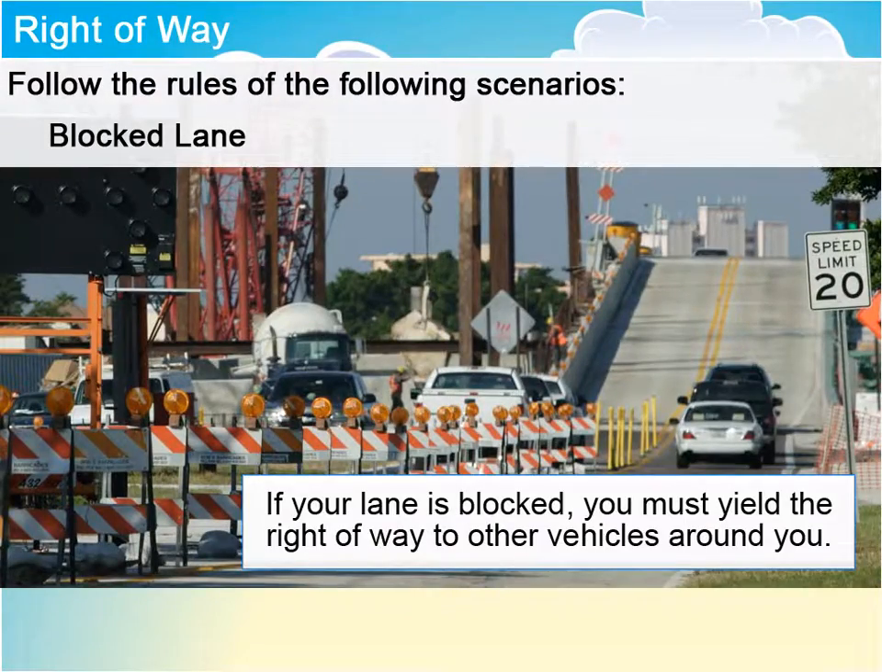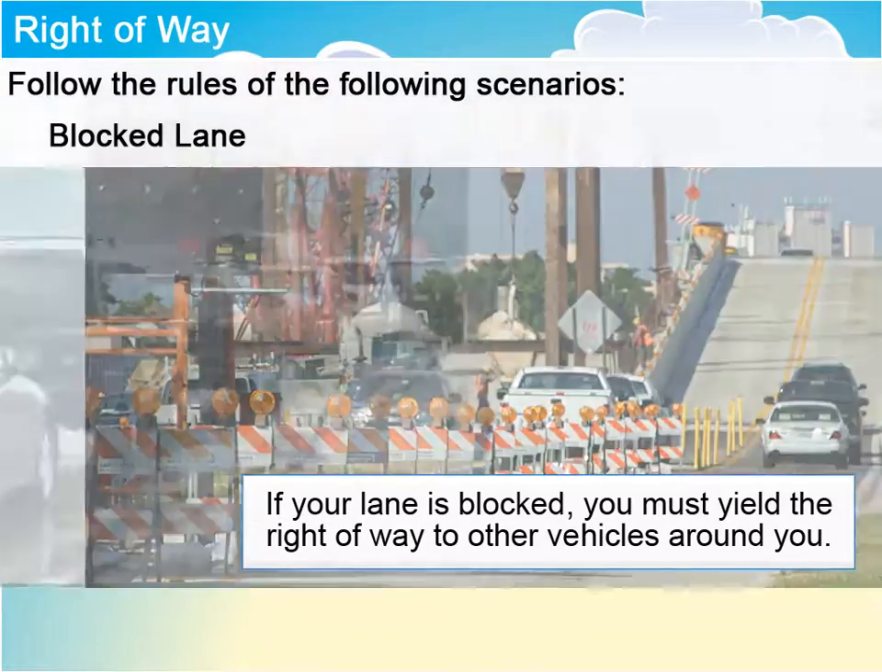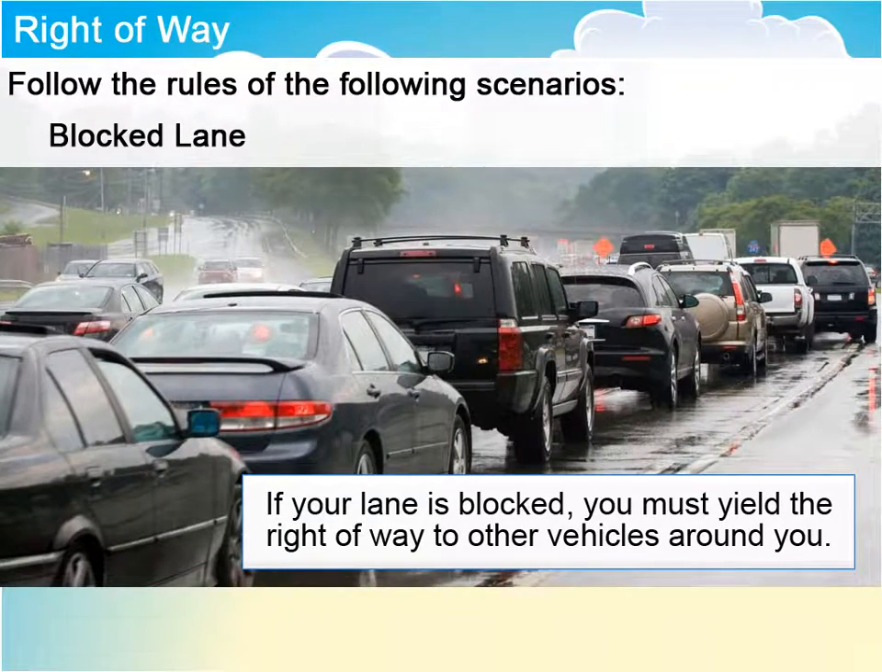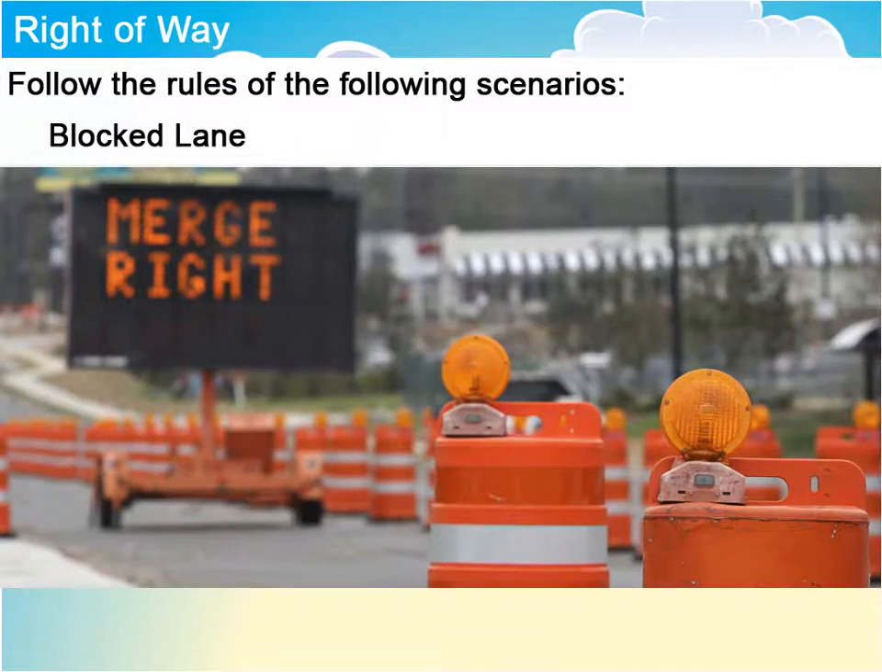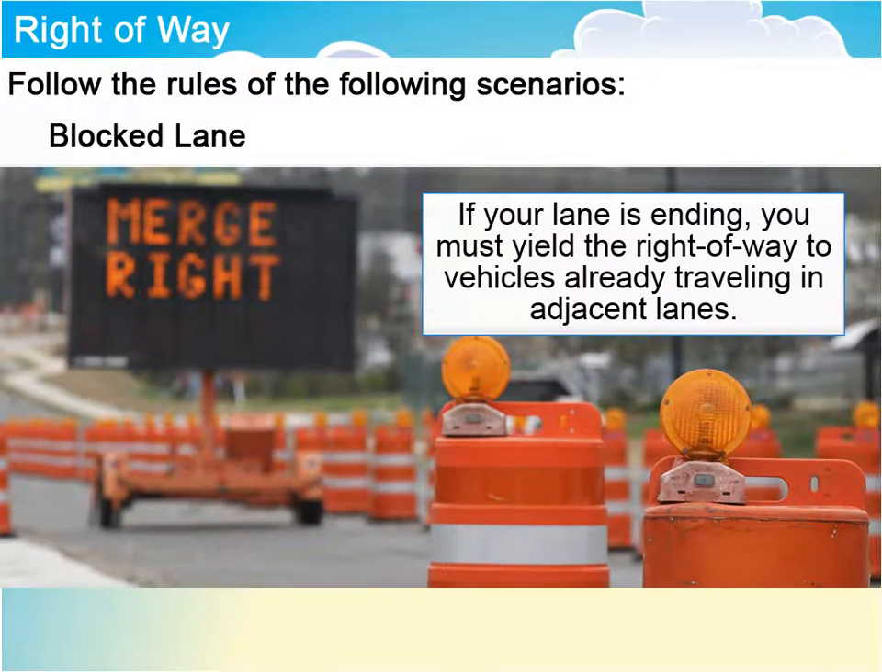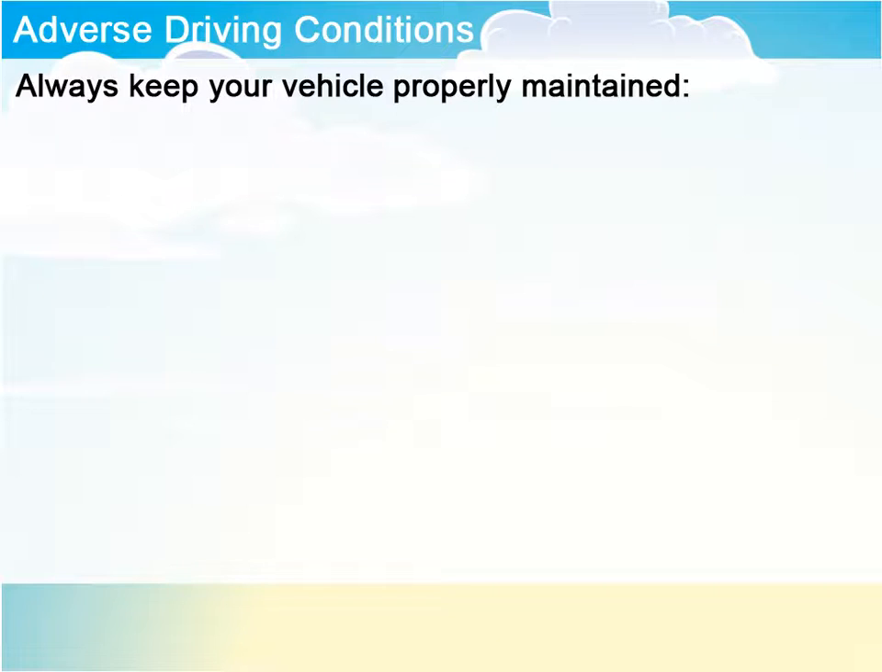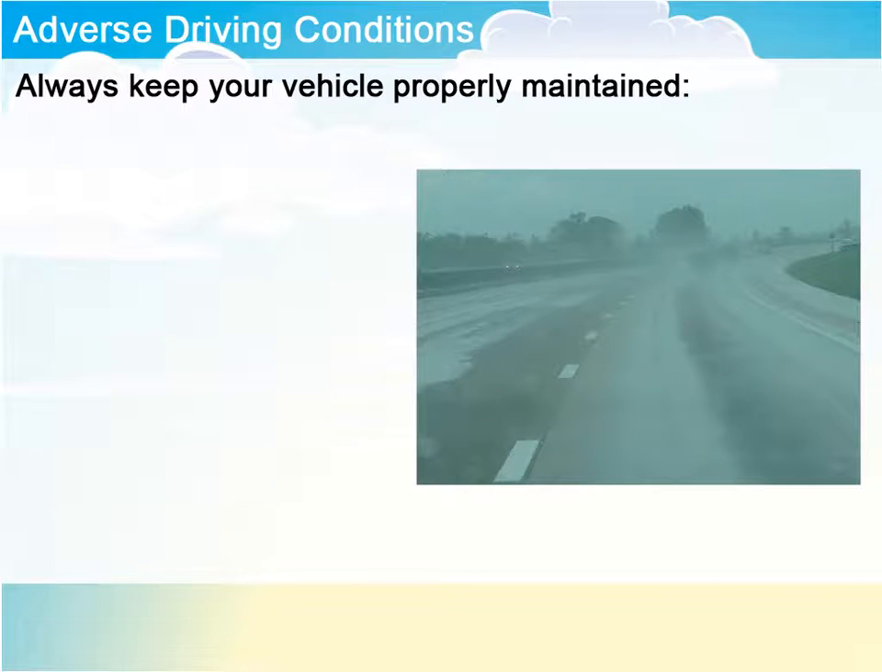Blocked lane. If your lane is blocked, you must yield the right-of-way to other vehicles around you before you can change lanes to go around the vehicle blocking your lane. Your lane is ending. If your lane is ending, you must yield the right-of-way to vehicles already traveling in adjacent lanes.